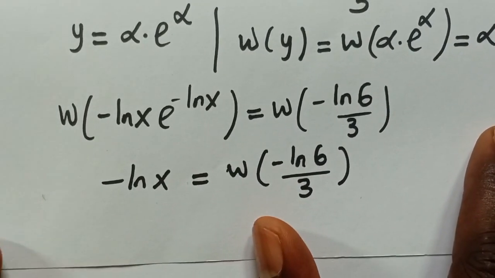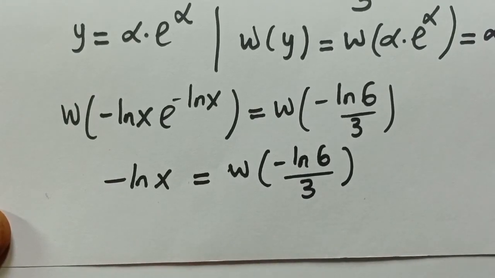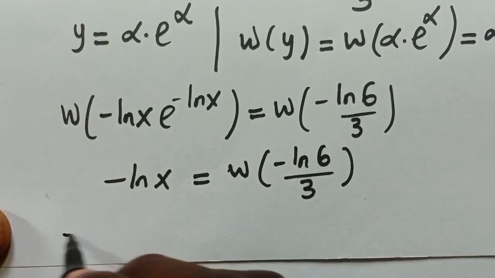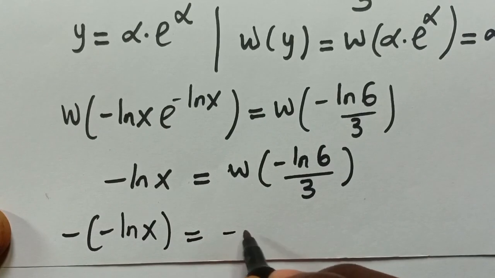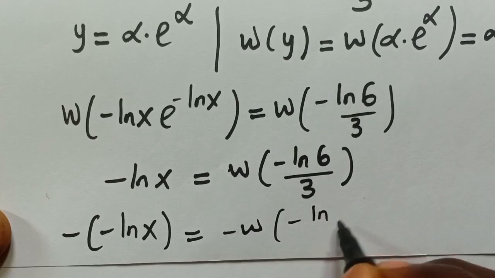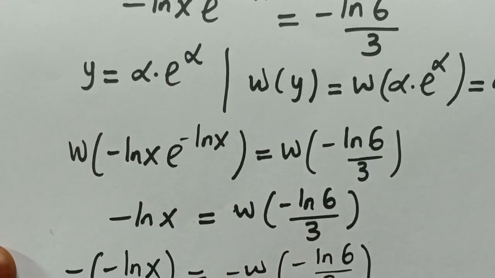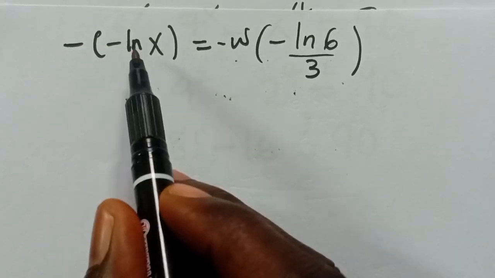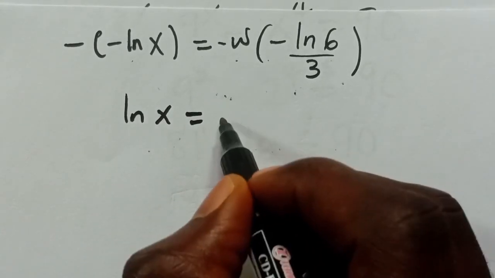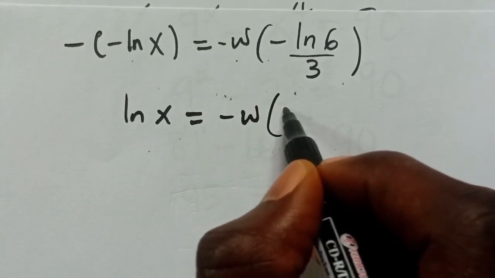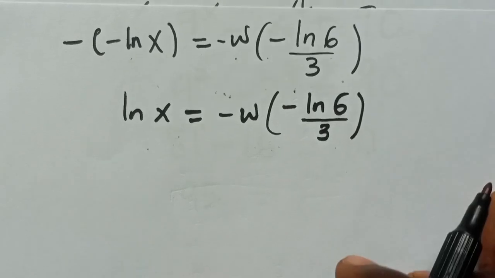So the next thing we can do to avoid this negative is to multiply through by negative. When we multiply through by negative, then we are going to have this as negative outside, minus ln of x in parentheses as this, equals minus W Lambert function of minus ln of 6 divided by 3. So from here, ln of x equals minus the W Lambert function of minus ln of 6 divided by 3.